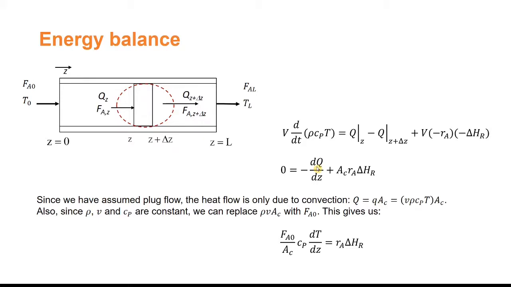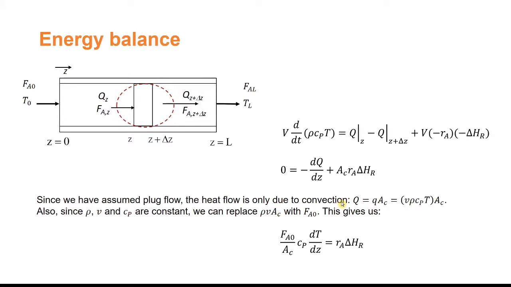The next thing now is to write a formula for Q in terms of the variables in the system: temperature, pressure, and so on. We want to know what the heat flows in and out of the control volume will be. For heat flow, potential contributions could be from convection and conduction, or dispersion if you have turbulence. We already assumed plug flow. We said that there was no actual mixing, so that means our heat flow is only due to convection.